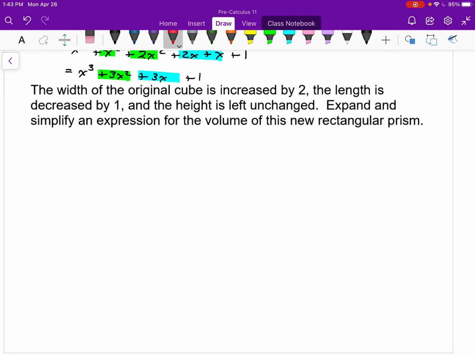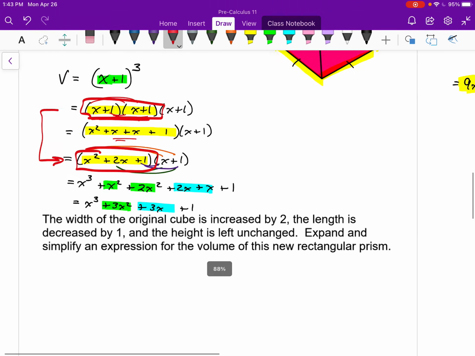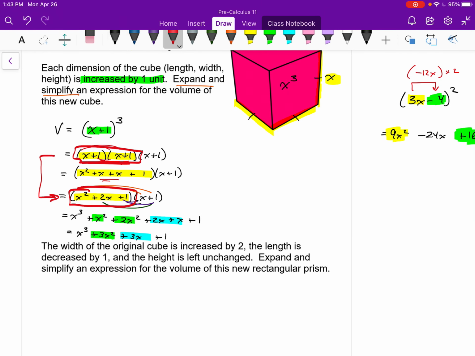Lastly, what if the original cube, so let me zoom out so you can see that original cube. What if the width is increased by 2, the length is decreased by 1, and the height is unchanged? What's the new volume? Well, in this case, you could be asking, which of these is the width, which is the length, which is the height?